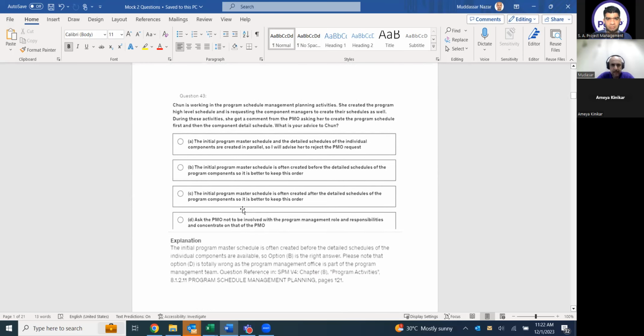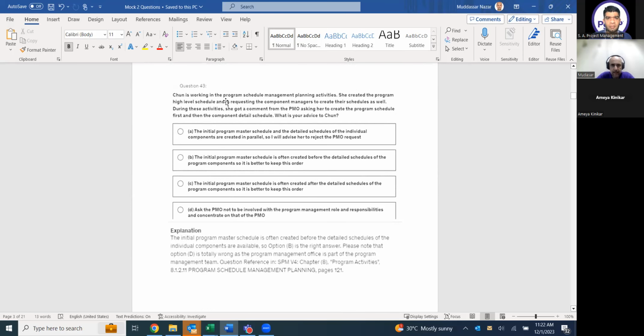Okay, the next one. Chun is working on the program schedule management planning activities. She created the program high-level structure and schedule, and is requesting the component managers to create their schedules as well. During these activities, she got a comment from the PMO asking her to create the program schedule first and then the component detailed schedules. What is the advice to Chun?